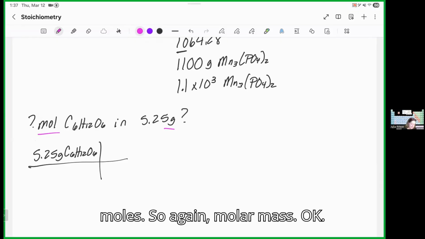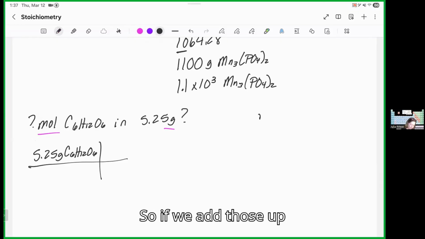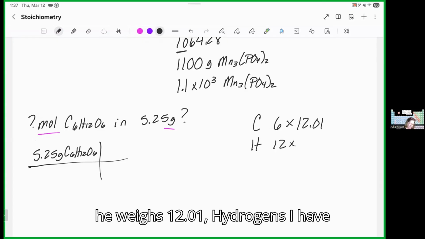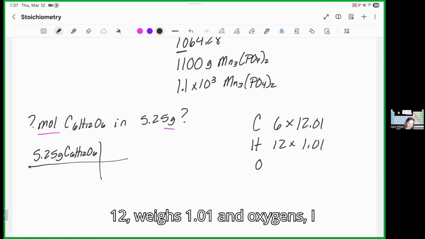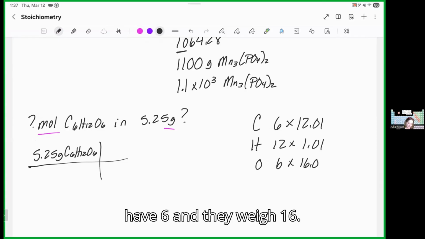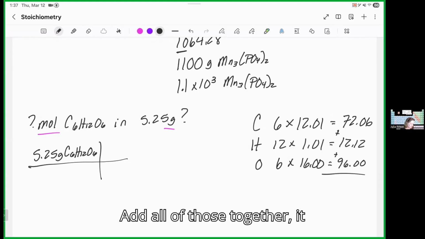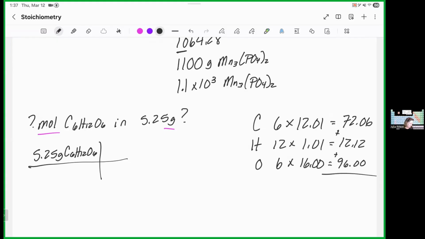So again, molar mass. If we add those up, carbons, I have 6 of them. Each weighs 12.01. Hydrogens, I have 12. Each weighs 1.01. And oxygens, I have 6, and they weigh 16. I think that's 72.06. Yep, so 72.06. This is 12.12. And this is 96. Add all of those together. It should be 180.18. That's one mass I actually have memorized.